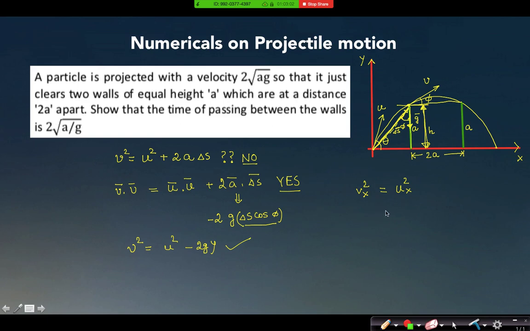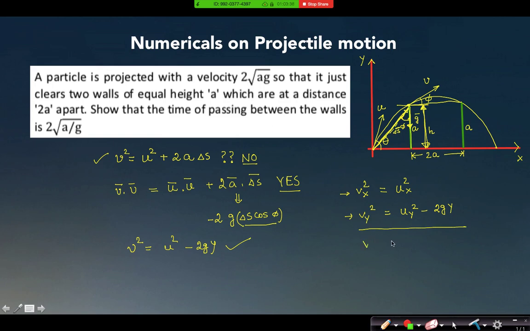Can anyone tell me what is Vy square? Now I am writing one-dimensional motion, so this equation is Uy square minus 2gy. Yes or no? Now these two are one-dimensional equations. You can definitely write them without giving vectors. Now if you add these two equations, what is Vx square plus Vy square?